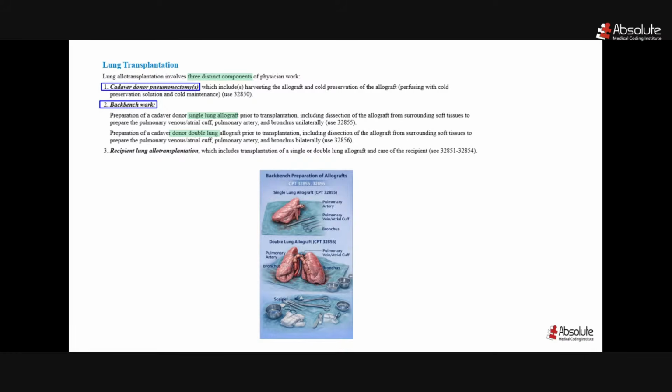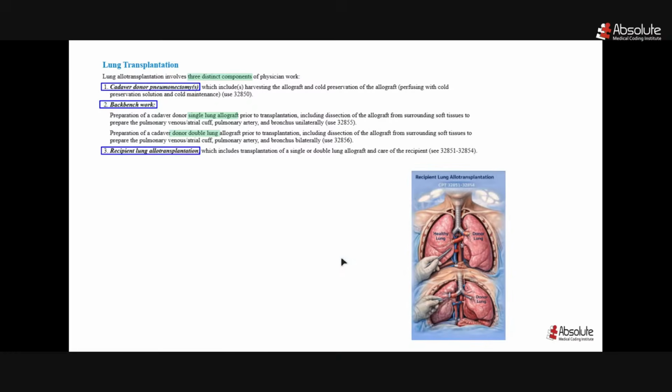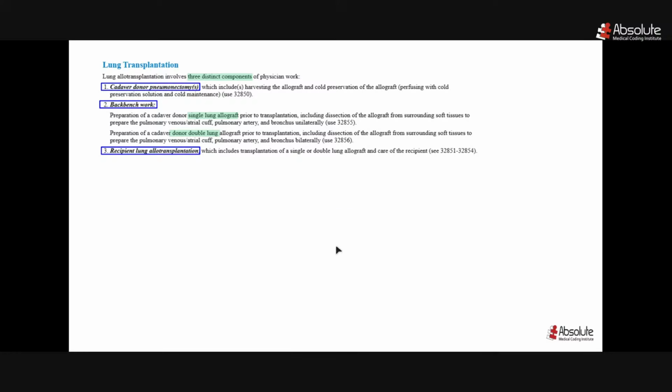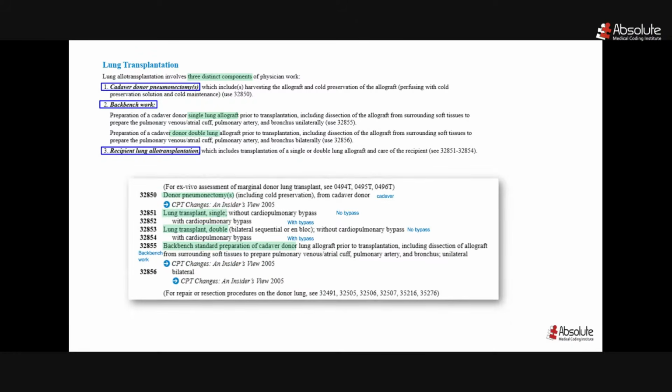If two lungs are prepared, you will use 32856. And finally, the third component, that is recipient lung allotransplantation. This is the actual transplantation into the patient's body, and it includes the care of the recipient as well. The CPT codes here are 32851, which is used for a single lung transplant without cardiopulmonary bypass. Then we have 32852, that is for single lung transplant with cardiopulmonary bypass. So the only difference between these two codes is whether it's performed with a cardiopulmonary bypass or not.